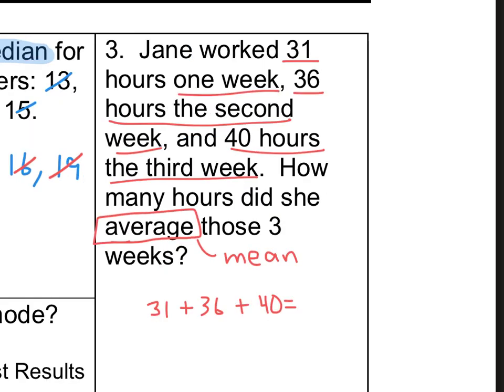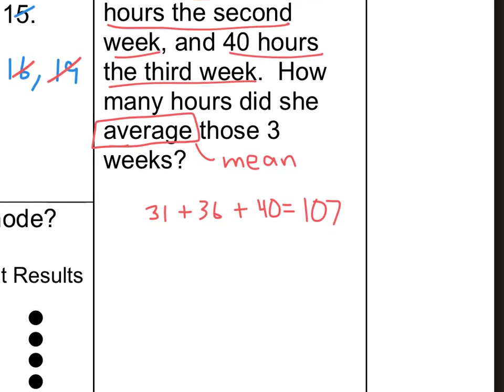Okay, so for number 3, we've got 3 different weeks that Jane has worked, right? And we want to know the average of her hours worked. So average, of course, is our mean. Mean, if you recall, is when we add up the numbers in our data set, and then we divide by how many there are, because we're making a lump sum and breaking it into the equal number of groups of however many data numbers there are. So when we add those up, we get 107. Now we just need to do 107 divided by 3.